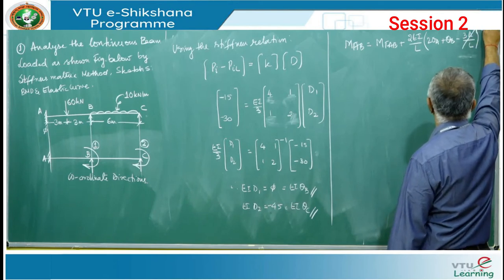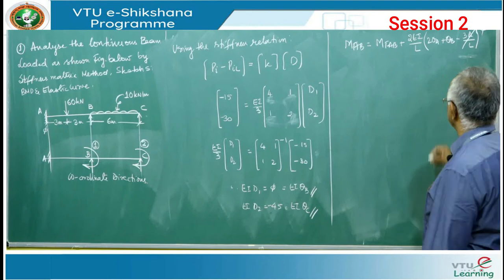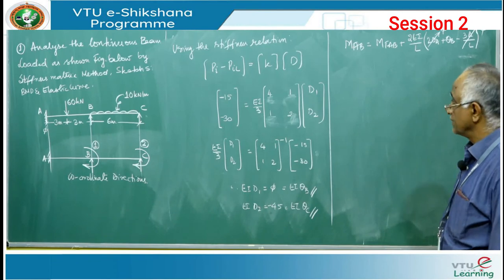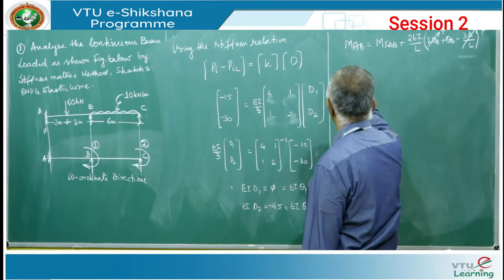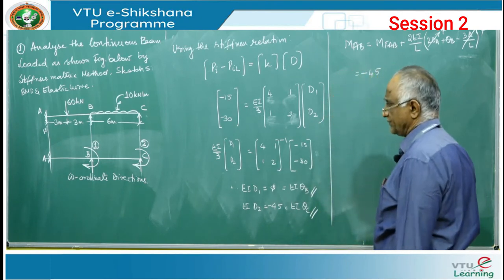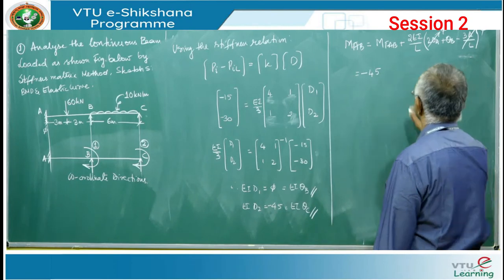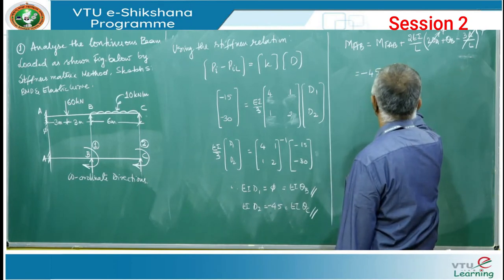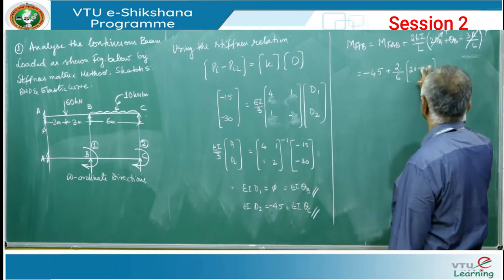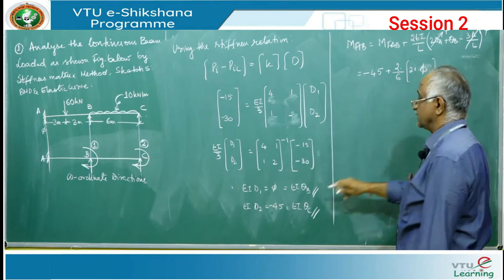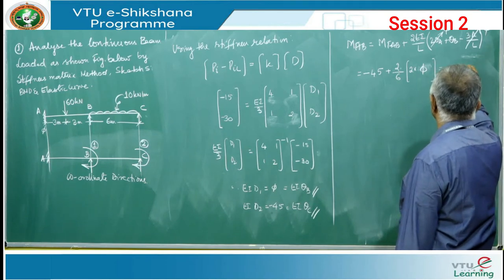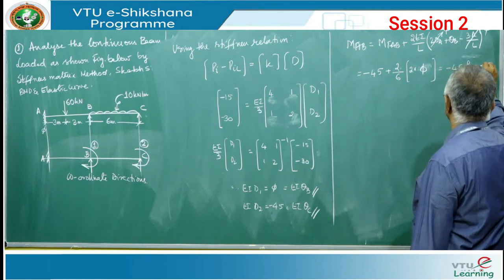We know there is no sinking of supports in this problem. It is equal to 0. And we also know that support A is fixed. Theta A is 0. Now, what is the value of MFAB? MFAB is, I think, minus 45, plus 2 by L is 6. I will take out EI theta B. EI theta B is 0. Theta B value is 0. So, the answer is minus 45 kilonewton meter.